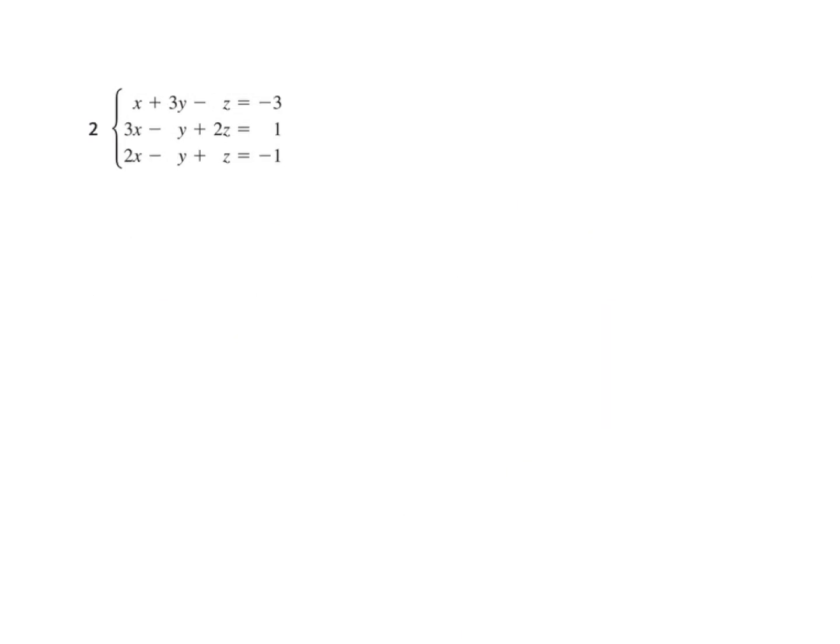Okay, we just keep going. The next system is 1, 3, -1, -3, and 3, -1, 2, and 1, and 2, -1, 1, and -1. All right, so let's start.